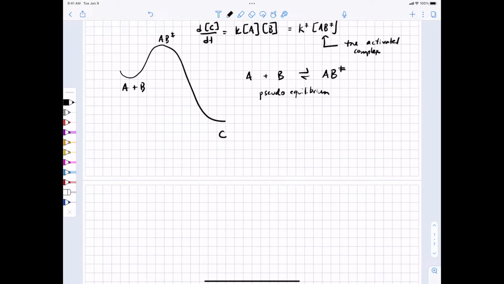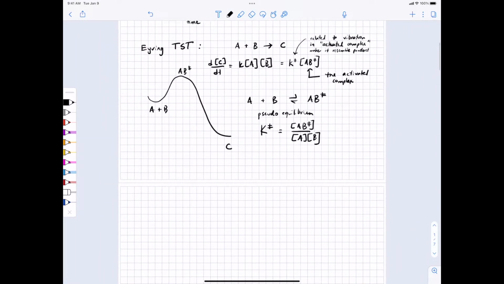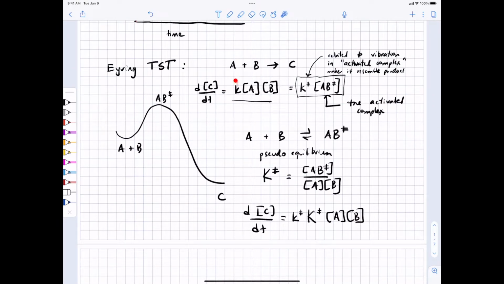And so you can write a transition state equilibrium constant that's just equal to the concentration of the activated complex divided by the concentration of A divided by the concentration of B. And so we could rewrite the rate law using this information. The appearance of product should be related to this vibrational constant little k double dagger, this equilibrium constant big K double dagger, and then the concentrations of A and B. So the key insight here is we're parsing this rate constant into two different contributions. One has to do with vibrational frequency, and the other has to do with how much of that activated complex is formed.